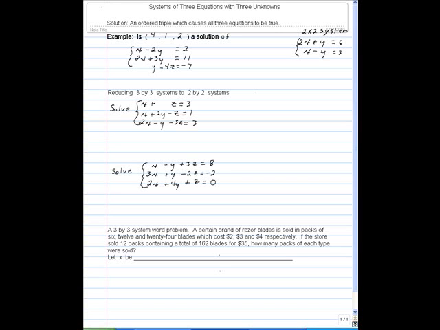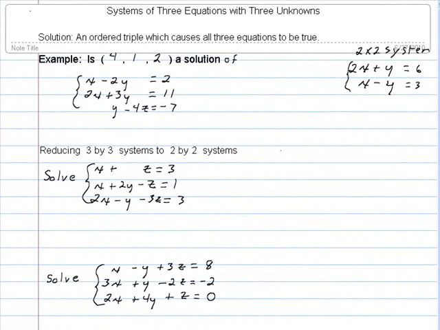In this podcast, we will be looking at solving systems of three equations with three unknowns. Now, before we do that, we need to talk about what a solution to a system of three equations with three unknowns is. A solution is an ordered triple, which causes all three equations to be true. As an example of that, I give the problem: is the triple (4, 1, 2) a solution of the system that is shown here?